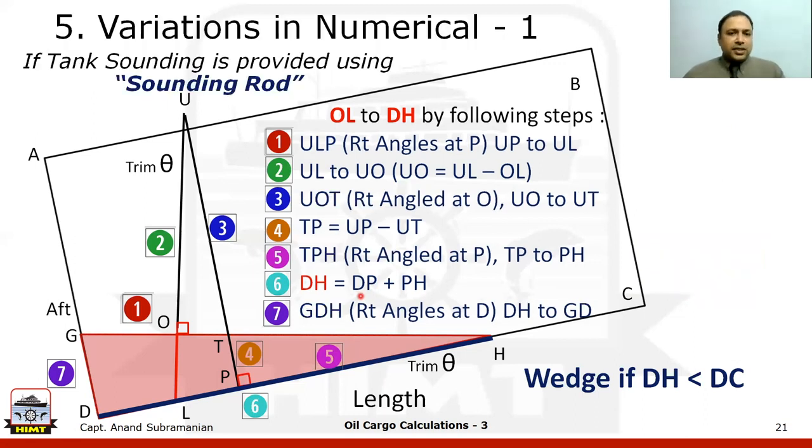Now there are some small variations in this whole process. The variation is basically the kind of value that is given to us, that is the value of the OL or sounding or something like that. The base problem is, if the tank sounding is given using a sounding rod, that means the OL value is given. That is what we solved all this while. So if OL is given, we have to go all the way, that is steps 1, 2, 3, 4, 5, 6, and 7, and use 7 and 6 for calculating the volume of the oil of the wedge.